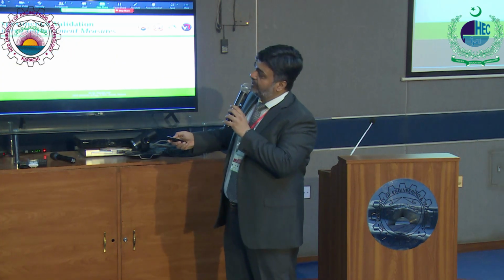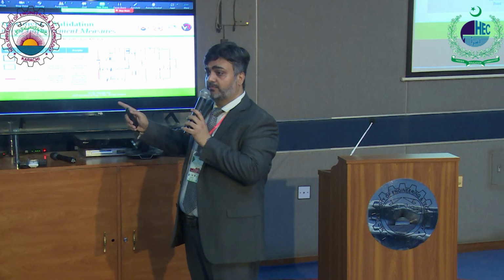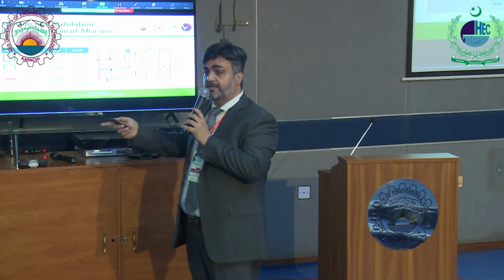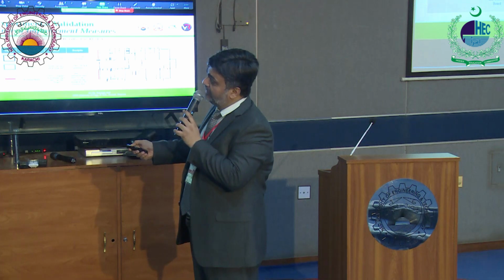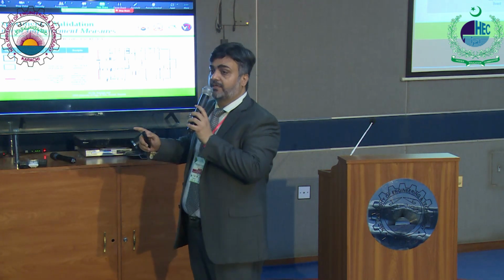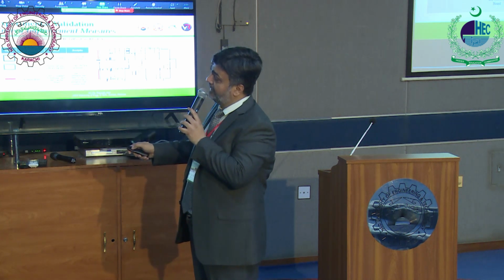So what we are going to do is, for example, with all these red walls that you see, the red lines, these are the exposed walls, which were found to have more conductivity. So they would be insulated with a certain measure. And other than that, all these doors and windows would be blocked for infiltration within that apartment.